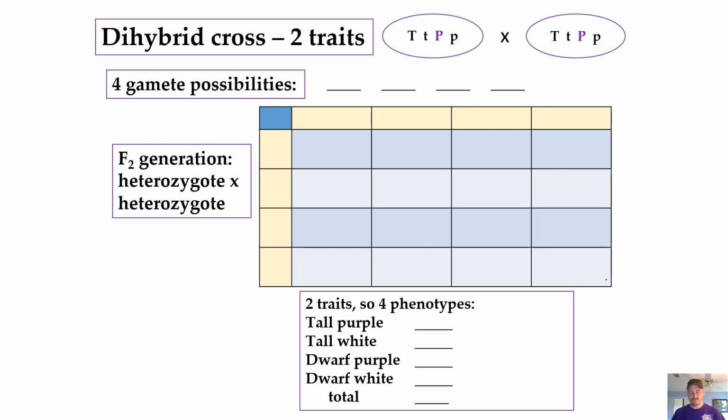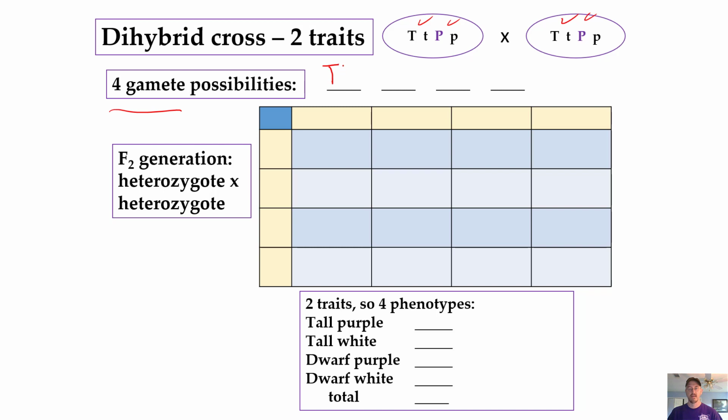And I would like you to try this yourself, and I'll get you started. Here is a dihybrid cross. We have tall purple plants that are breeding here. They are both heterozygous for both traits, heterozygous for tall and purple. So first of all, what gametes could they produce? Can you come up with that? What gametes would these be able to produce?